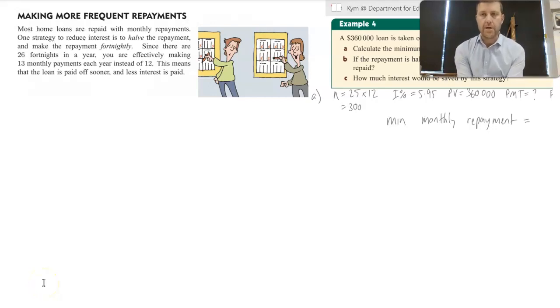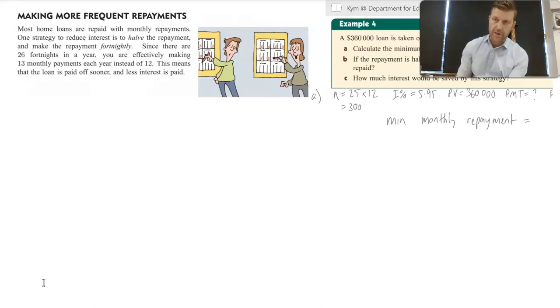Today's video, I'm going to show you another strategy to minimize interest when you're paying off a home loan or a mortgage. Again, this is not financial advice. This is just for my Year 12 maths class. So today we're going to focus on making more frequent repayments.